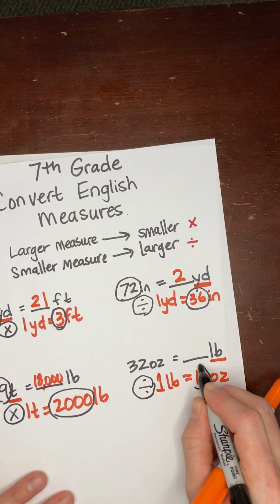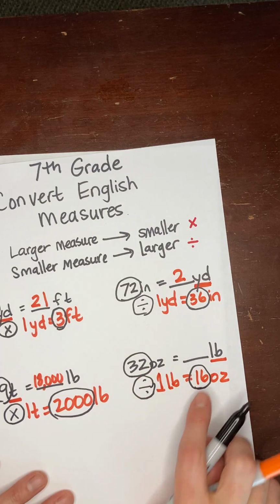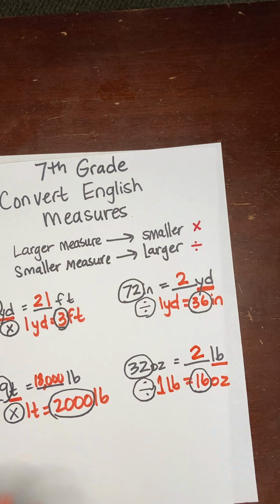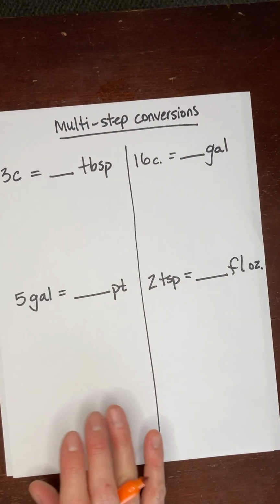Okay, my conversion factor is 16. My original number is 32. 32 divided by 16 is 2. Okay, now let's level it up. All right, we're going to do multi-step conversions.